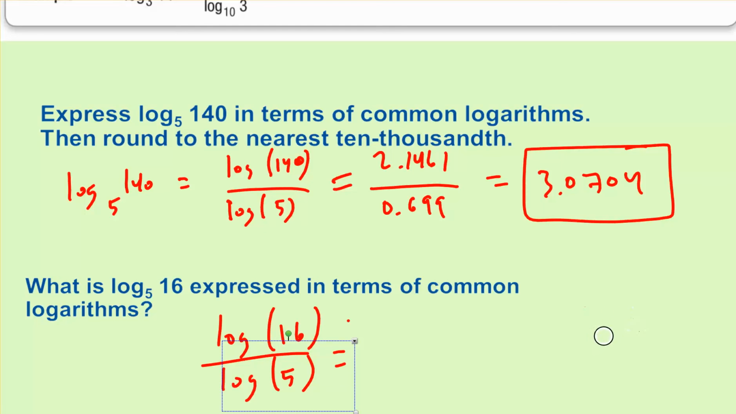So you'll see a question like this on your test, and the big takeaway here is you have to know what the language means when it says what is this expressed in terms of common logarithms. What that means is you're converting it to this quotient of log base 10 of the argument divided by log base 10 of the original base.